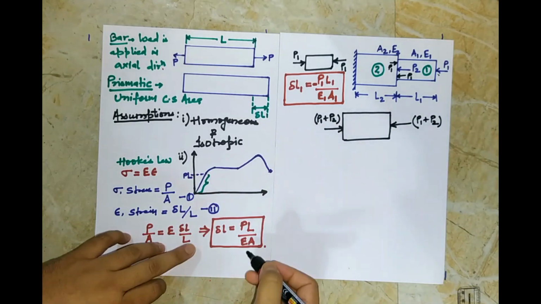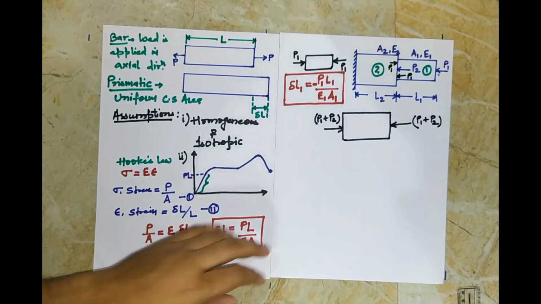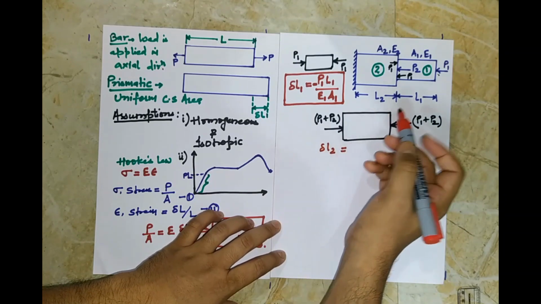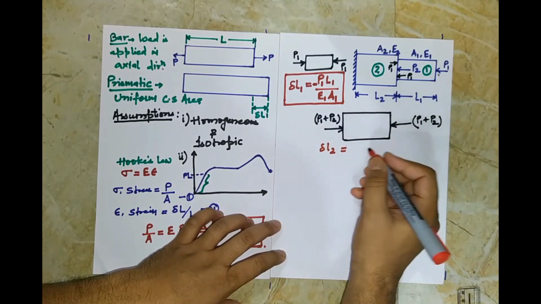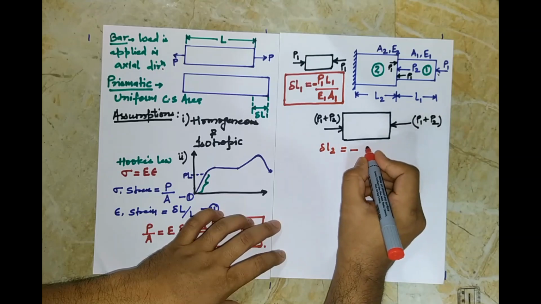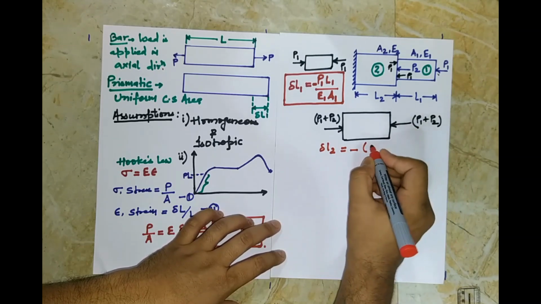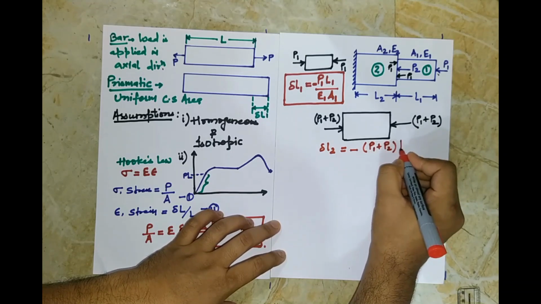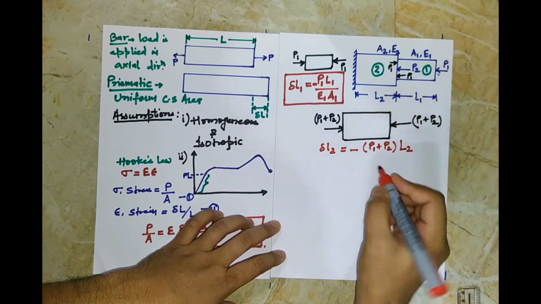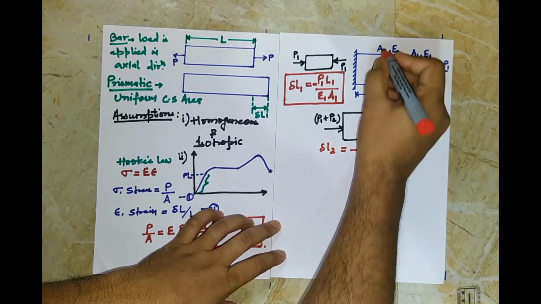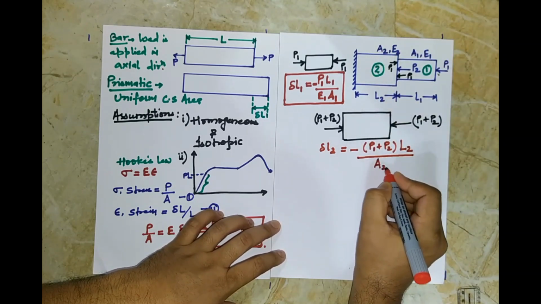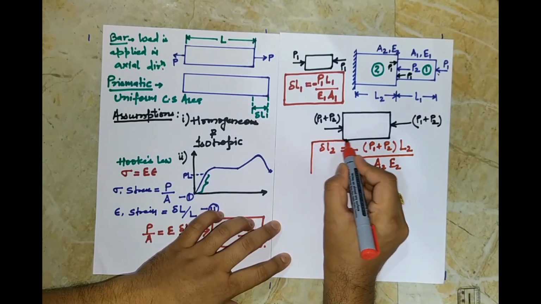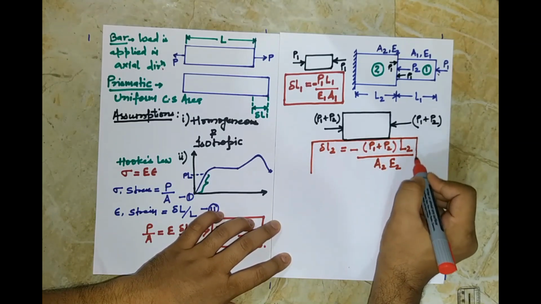So again using the same formula, we can calculate the change in length of the second element, which is equal to, since again it is a compressive force, it will again contract, so a minus sign will be there. In place of load we'll write P1 plus P2, L2 because the length is L2, upon A2 into E2. So this is the change in length of the second prismatic bar, which is in series with the first one.